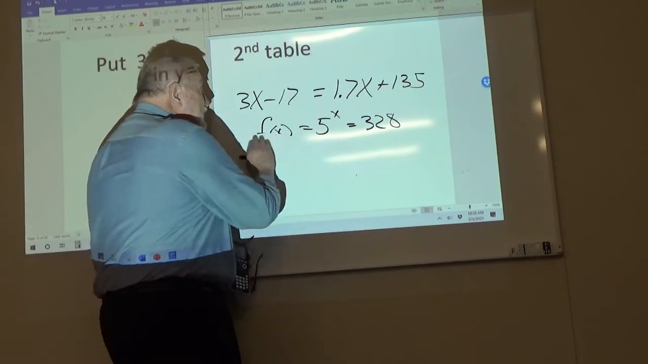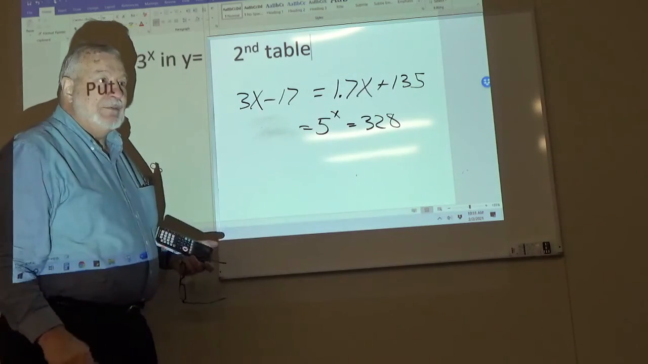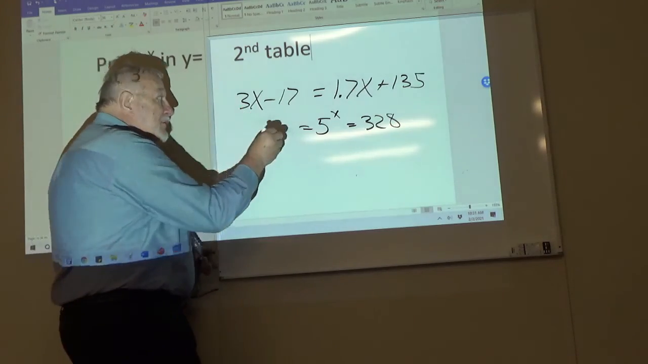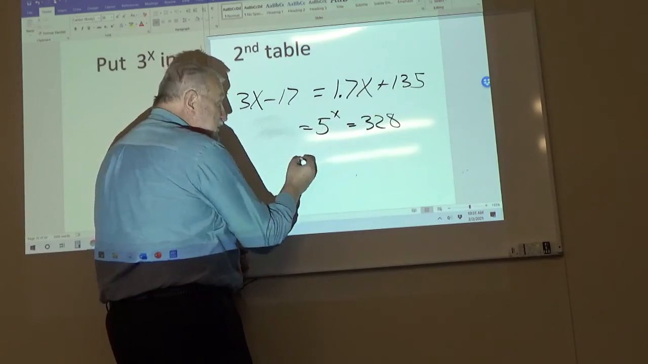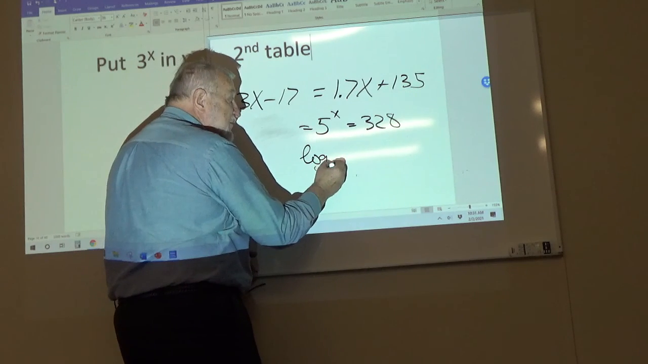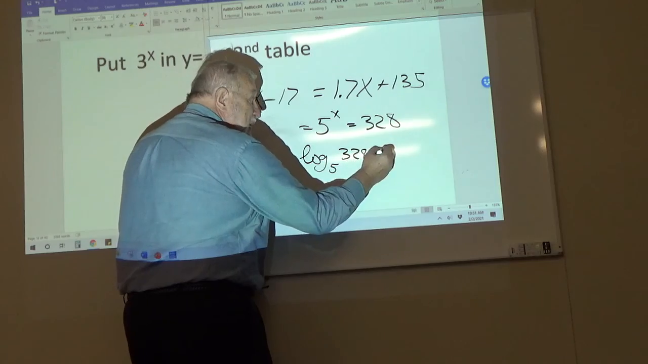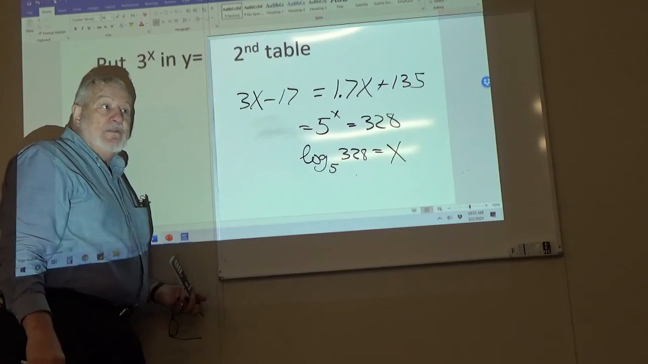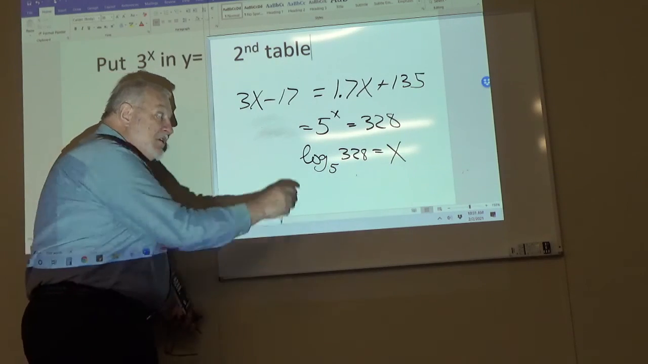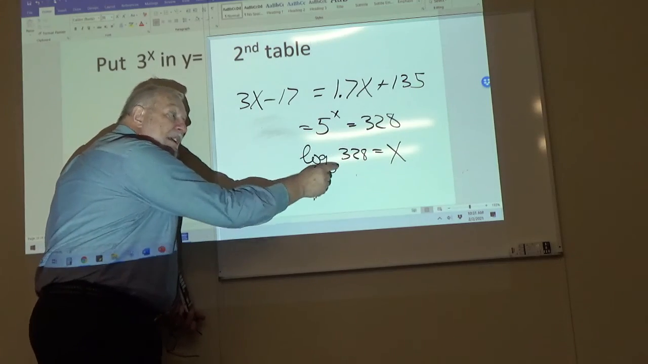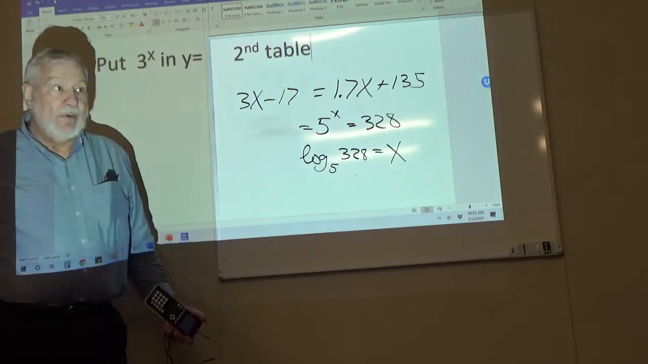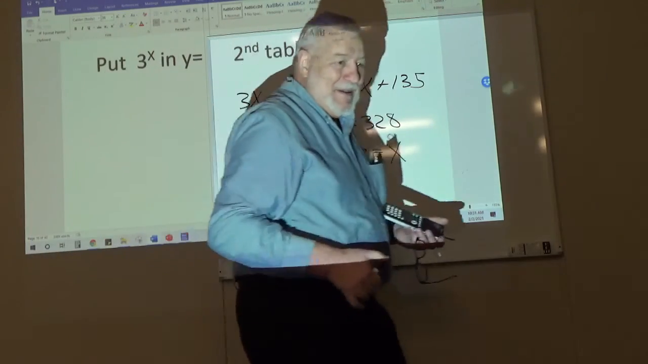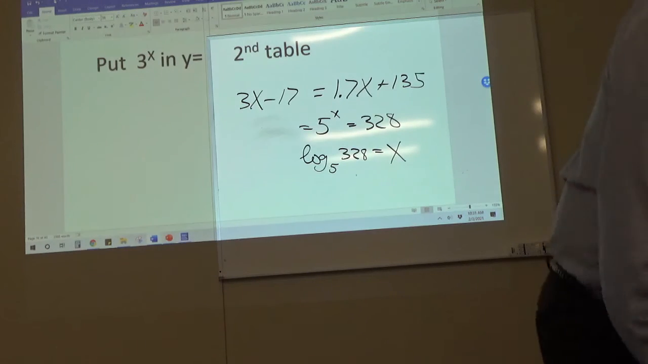Now, if we had to solve this by log, what would you do? First of all, we reinterpret this to say log base 5 of 328 is equal to the exponent. And then what do I do with this to find the value of x? This is base change. Log of 328 divided by log of 5. But the directions said you couldn't use that one.